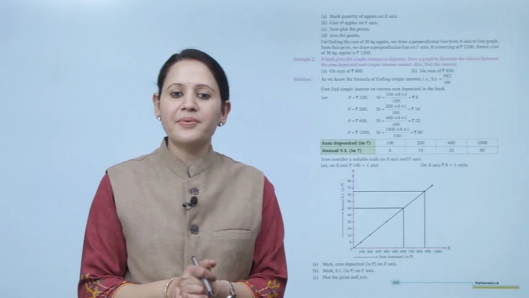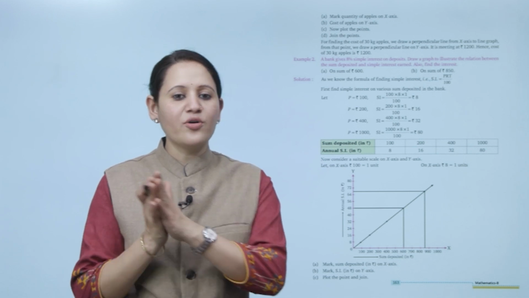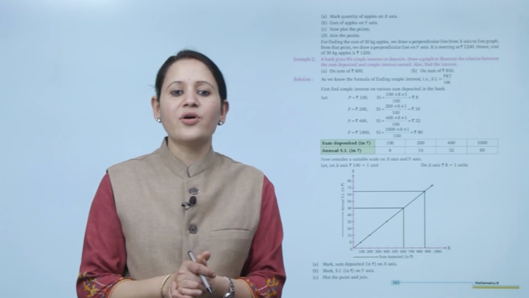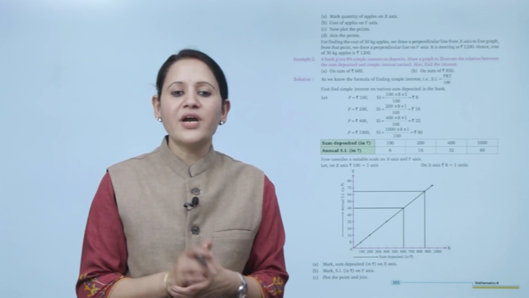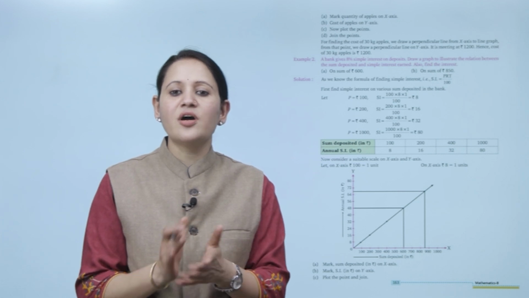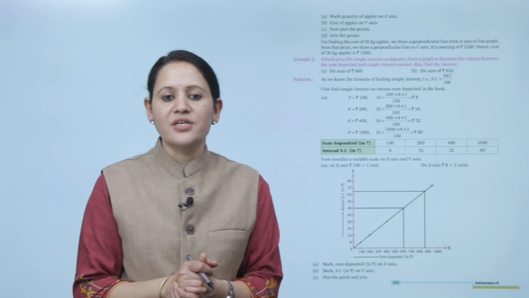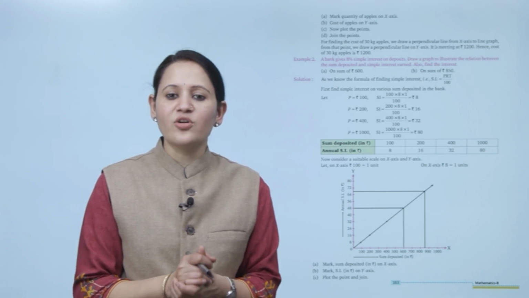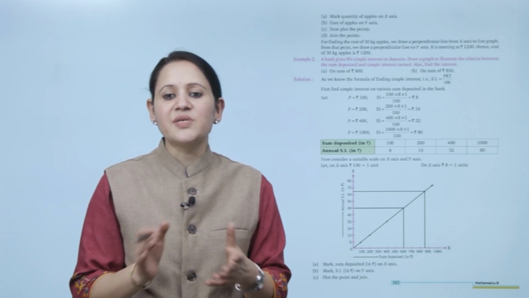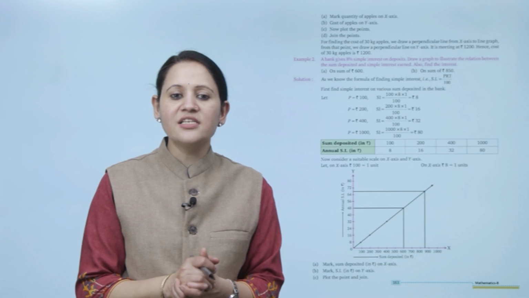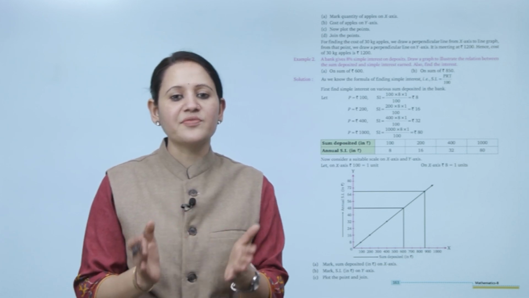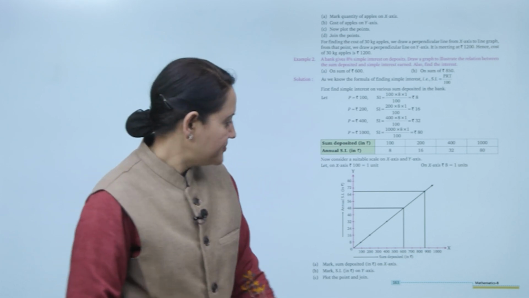Mark the quantity of apple on x-axis, cost of apple on y-axis. Now plot the points, join the points. For finding the cost of 30 kg apples, draw a perpendicular line on the x-axis to the line graph. From the point, we draw the perpendicular line on the y-axis. It is meeting at rupees 1200. Hence, the cost of 30 kg apple is equal to rupees 1200.